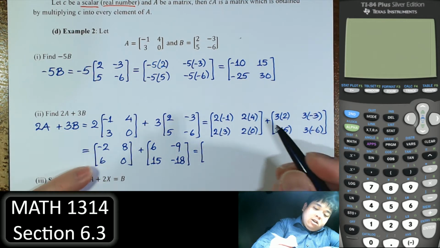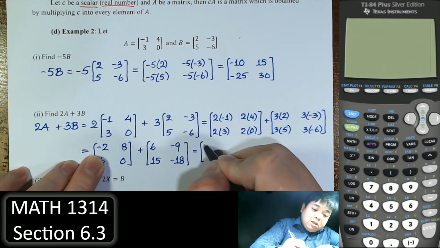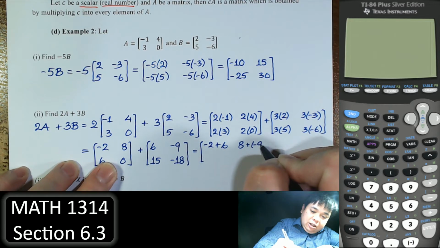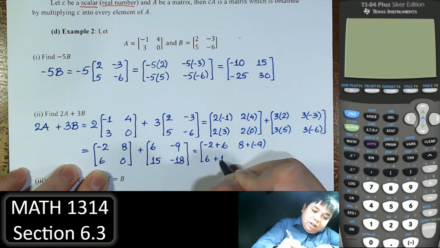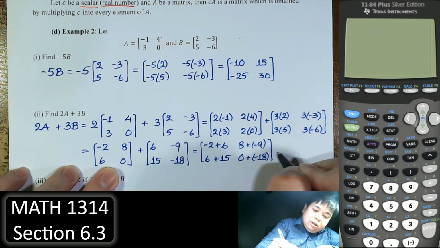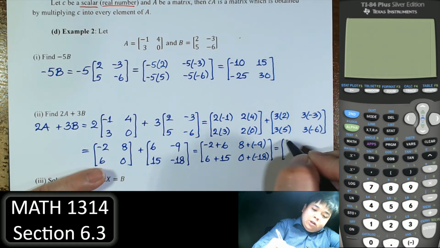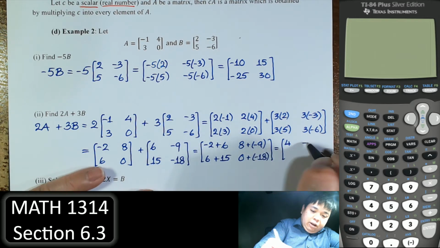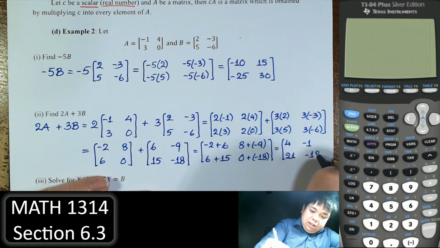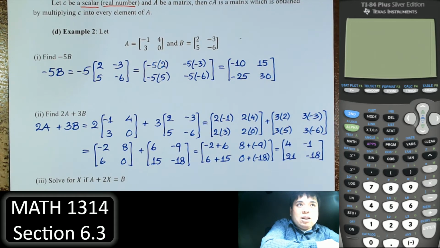Right, and then we just add the corresponding entries. Again, I will not skip that step. I just say -2 plus 6, 8 plus -9, 6 plus 15, 0 plus -18. So we have 4, -1, 21, and -18. Right, so that's what we have. Don't worry, we will use the calculator to do this later too, so we can check our answer.